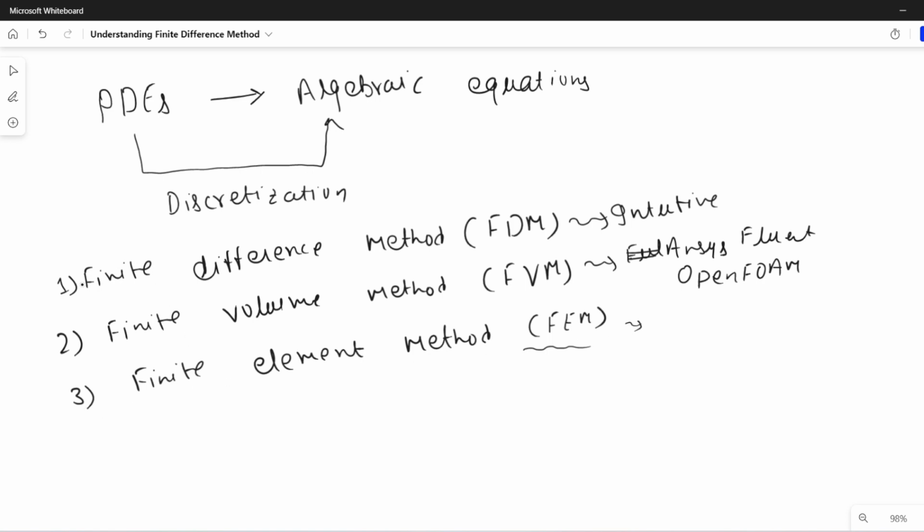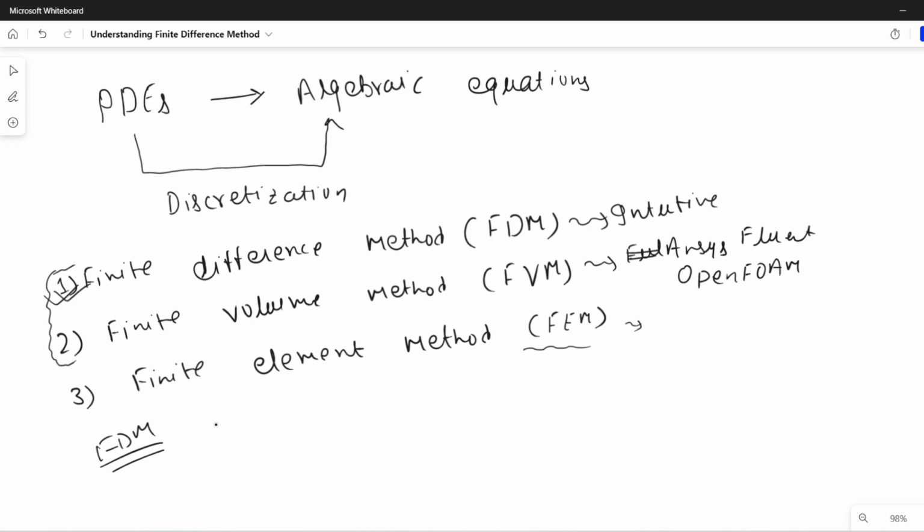So among these three, in CFD, mostly these two are used, and we will be focusing today on finite difference method, or FDM. So basically the challenge is to convert my PDEs into algebraic equations. Suppose we have an equation for general transport equation.